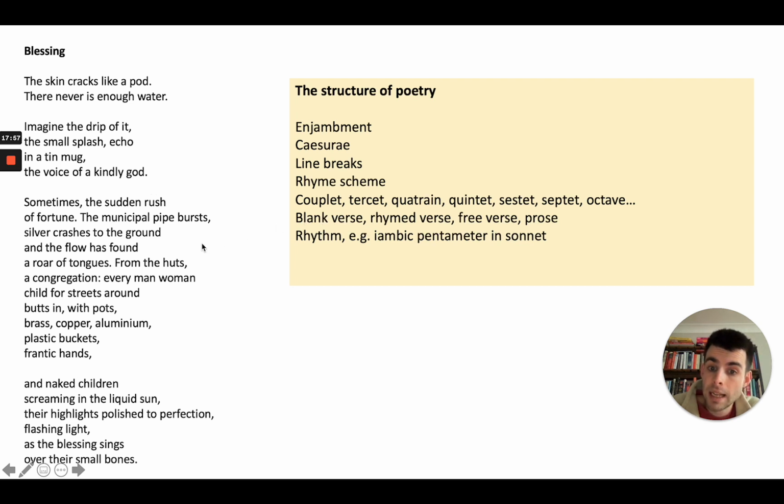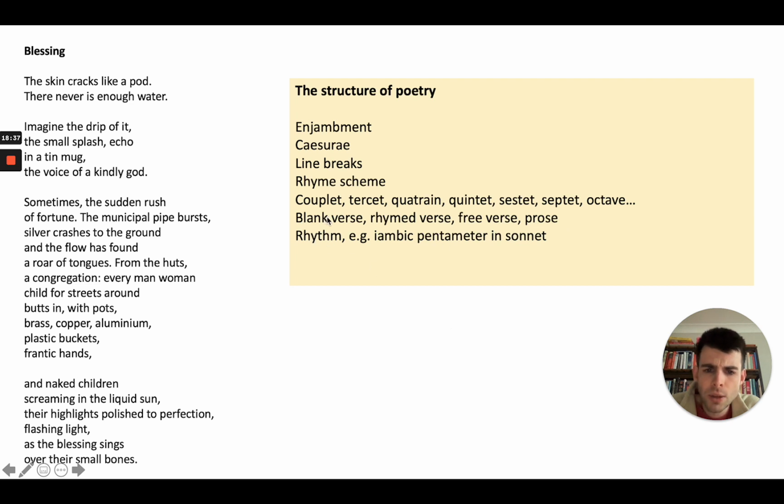Blank verse is where there's a rhythm in the poem, often iambic pentameter, but it's not rhymed. So there is a rhythm, but no rhymes at the end. Or rhymed verse, where there is a rhyme scheme. Free verse, where there's not a regular rhythm or rhyme scheme, and there isn't here. You've got a few rhymes, haven't you? Ground, found, around there, so that might be worth looking at. I didn't spot that on the first reading. Or prose, poetry won't often be written in prose.